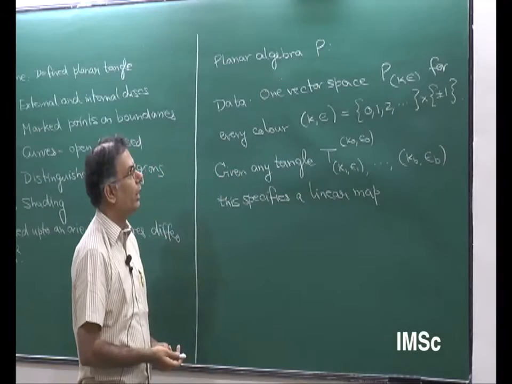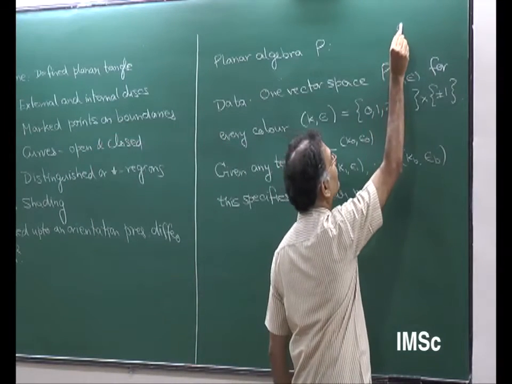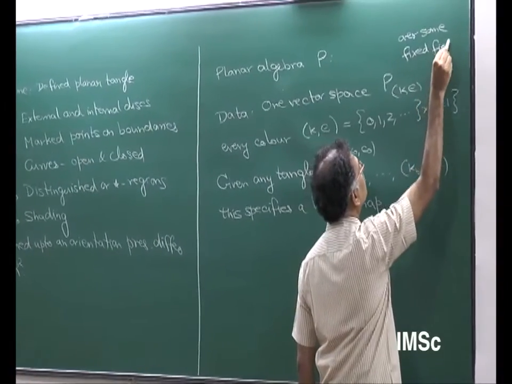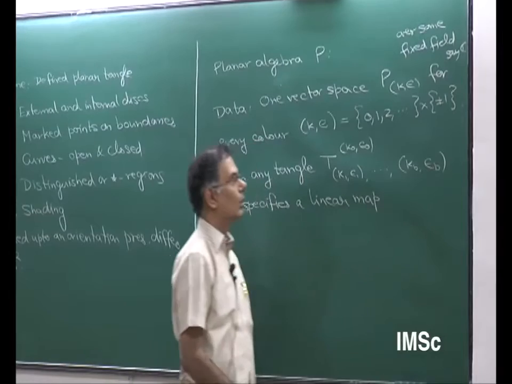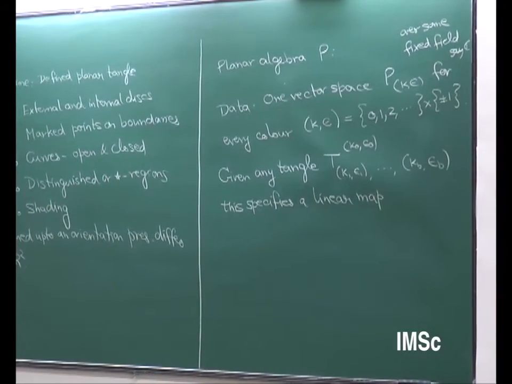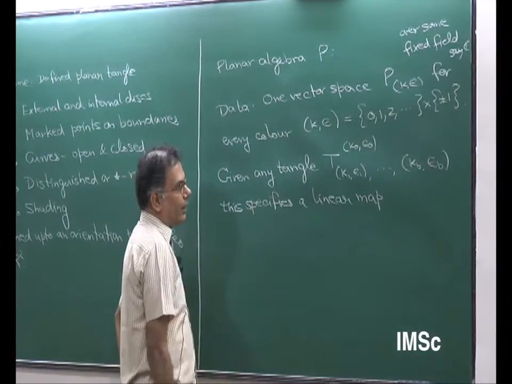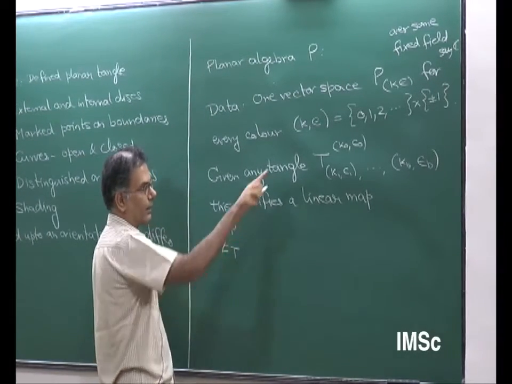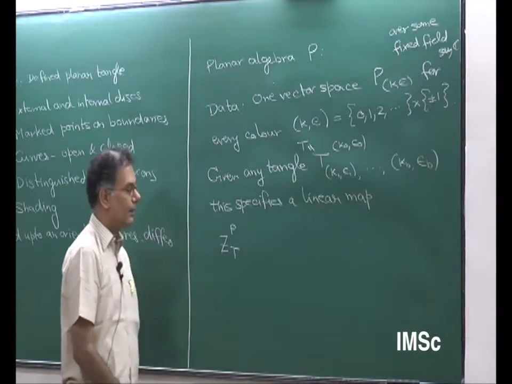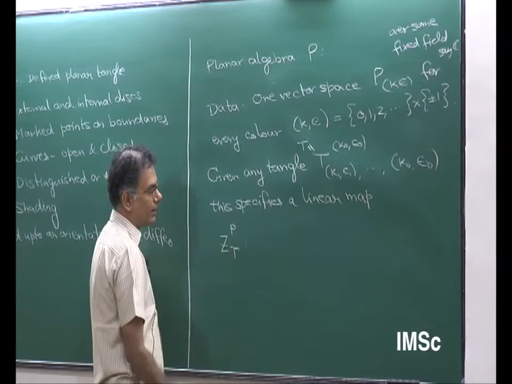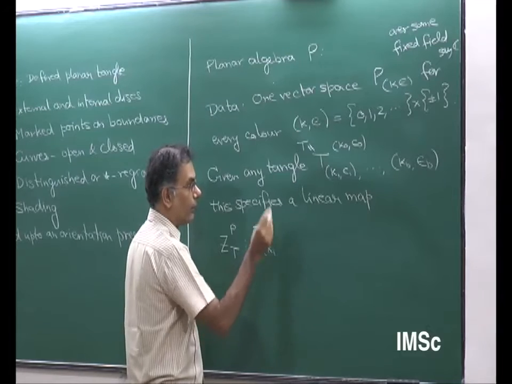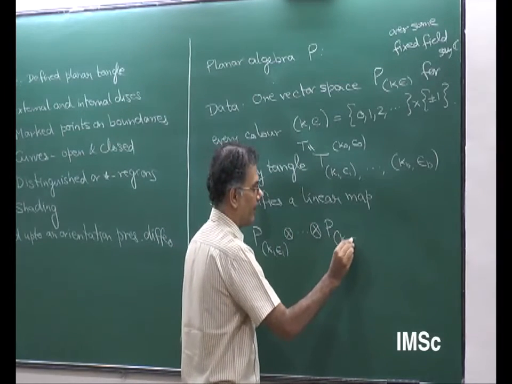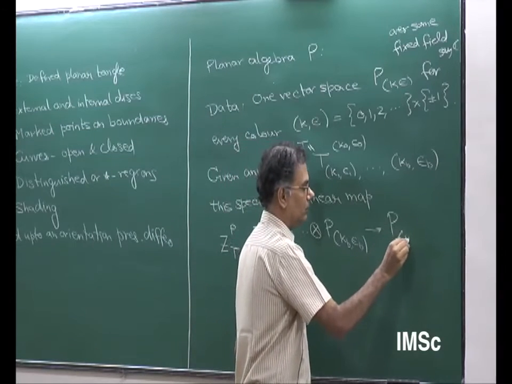Okay, I didn't say vector spaces over what? One vector space P_{k,epsilon} over some fixed field, typically complex numbers. So mostly we'll be interested in complex numbers, but you can do it over other fields as well. And given any tangle of this kind, this is to specify a linear map denoted by Z_T^P. This T is for the tangle, and this P stands for the name of the planar algebra. And where does this map go? This goes from a tensor product of these vector spaces, P_{k_1,epsilon_1} up to P_{k_b,epsilon_b}, to P_{k_0,epsilon_0}.